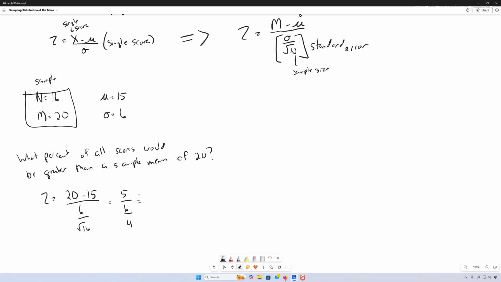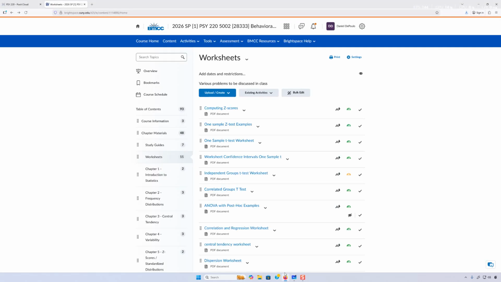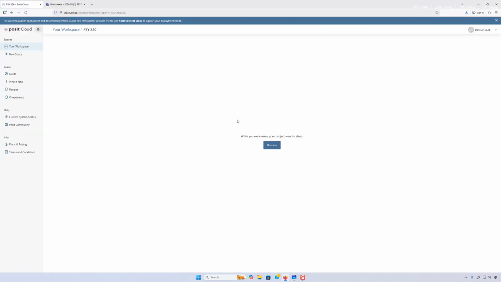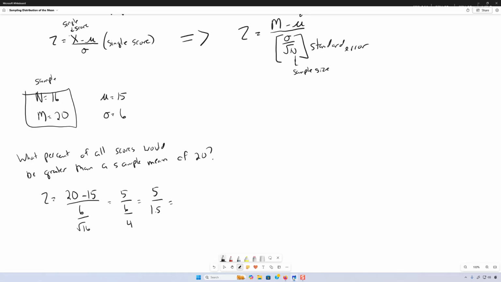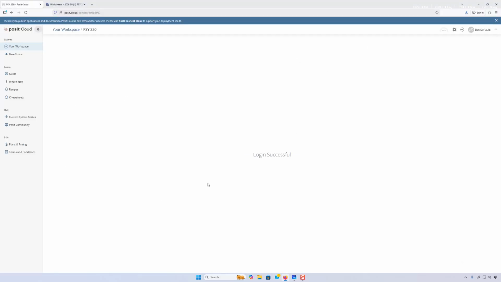All right. So that gives me 5 over 1.5. And when we do 5 over 1.5, we're going to get 3 and change. So what I do is I go into my R calculator to figure that out. It looks like we have 5 over 1.5. So let's look at that.